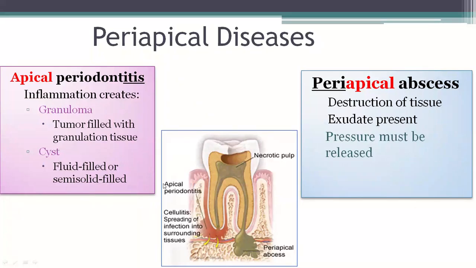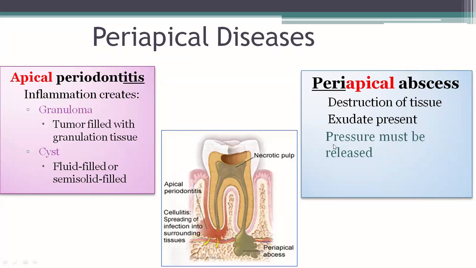As you can see, periapical periodontitis is an inflammation around the root of the tooth. The other condition that is a periapical condition is the periapical abscess. Peri means around, apical means the apex. So it's around the apex, we are encountering an abscess, which is the destruction of the tissue.